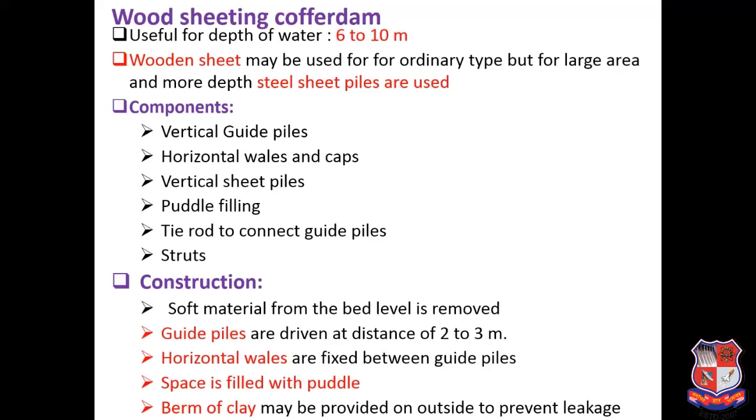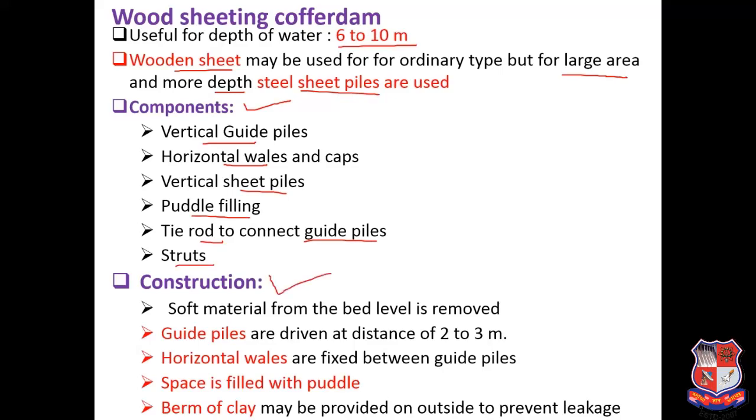Next is wood sheeting coffer dam. It is useful for the depth of 6 to 10 meter. Generally wooden sheets are used for the ordinary type, but for the large area and more depth, you have to utilize steel sheet pile. The components are similar here: vertical guide piles, then horizontal wells and caps, then vertical sheet piles, then puddle filling, then tie rod to connect the guide piles and struts.